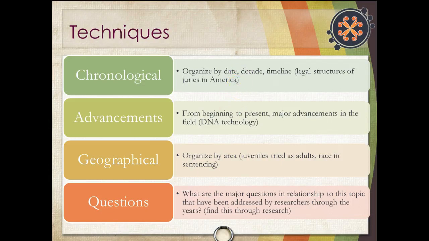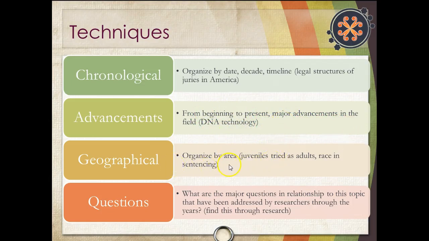It's different in that you aren't just going source by source: source 1 said this, source 2 said this, source 3 said this. You're doing it a little bit differently. You may focus on advancements, so from beginning to present, the major advancements in the field. If you're doing DNA technology, you're not going to go decade by decade. You're going to start with the first big thing in DNA technology, and then the next big advancement, and then the next big advancement. And in each section, you're going to take information from different sources.